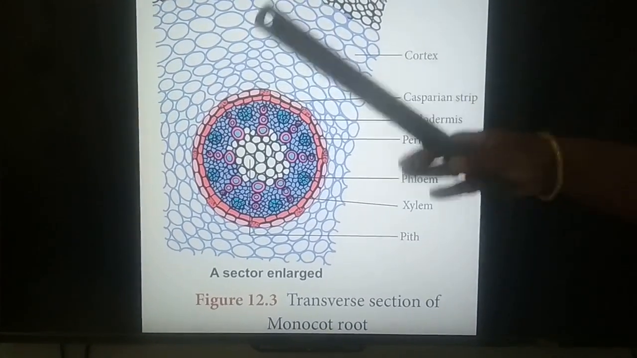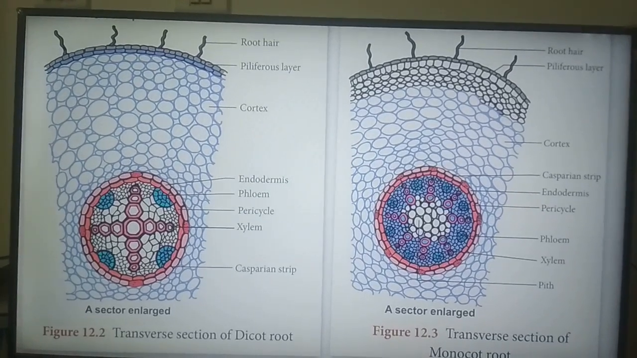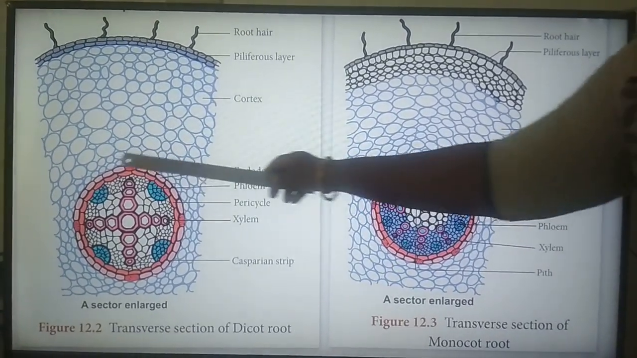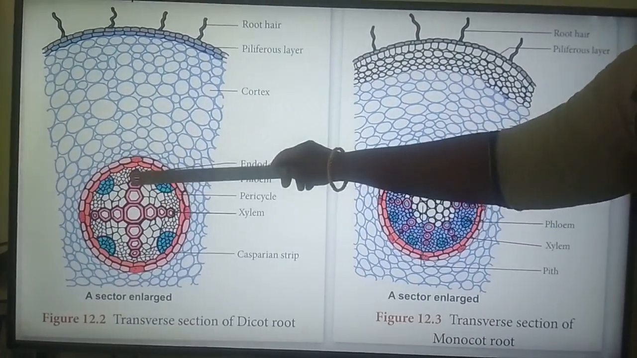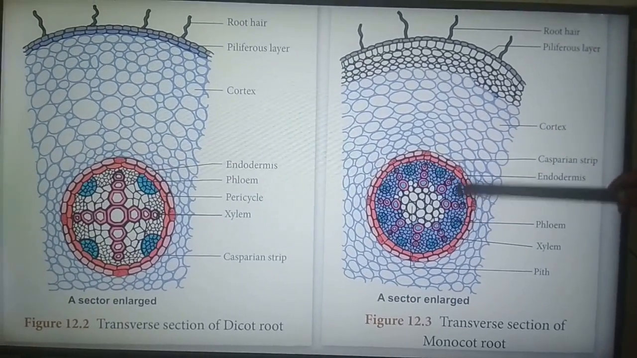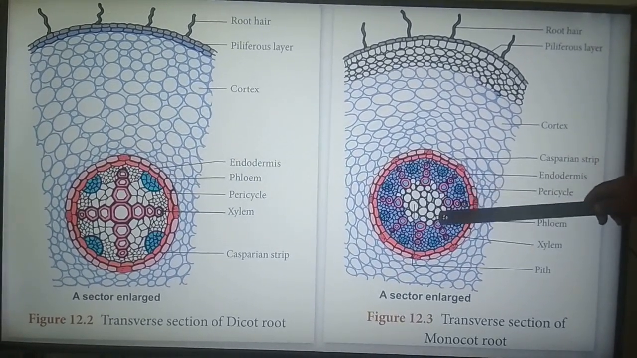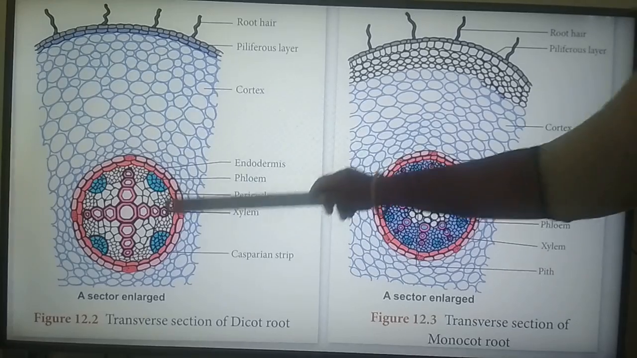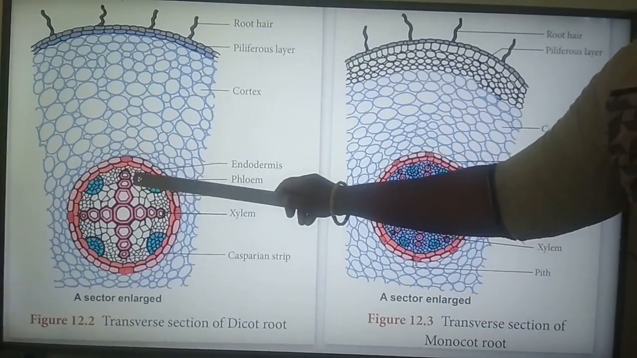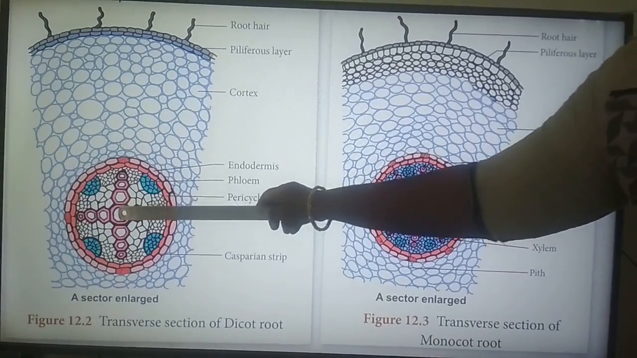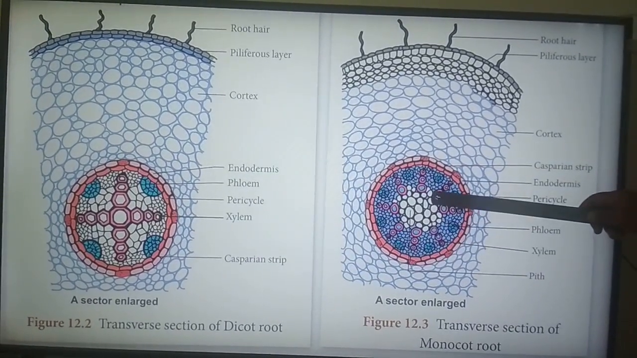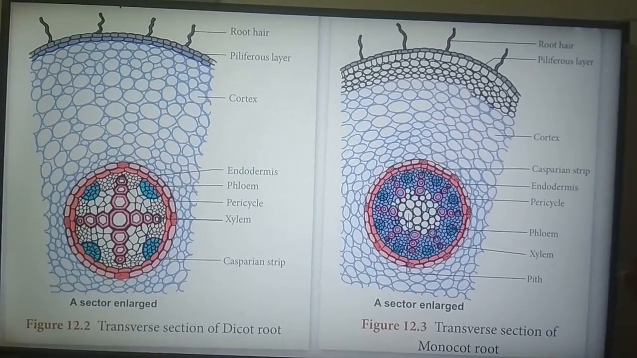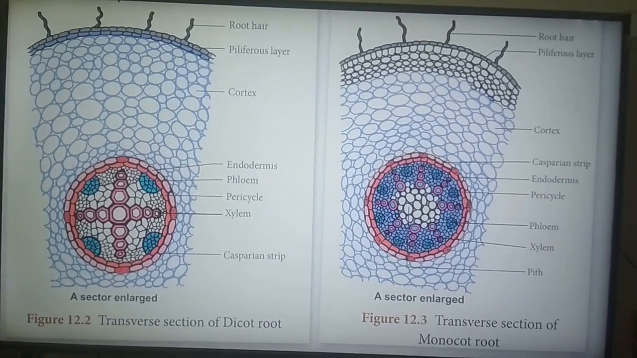So the main difference between the dicot root and monocot root: see here, the vascular bundle is tetrarch. In the monocot root, the vascular bundle is polyarch. So here there are more than 6 bands of xylem and phloem, so polyarch, and here there are 4 bands of xylem and phloem, so that is tetrarch. Here pith is absent and here there is a clear pith. I hope you have understood, and you can draw this dicot root and monocot root as homework.